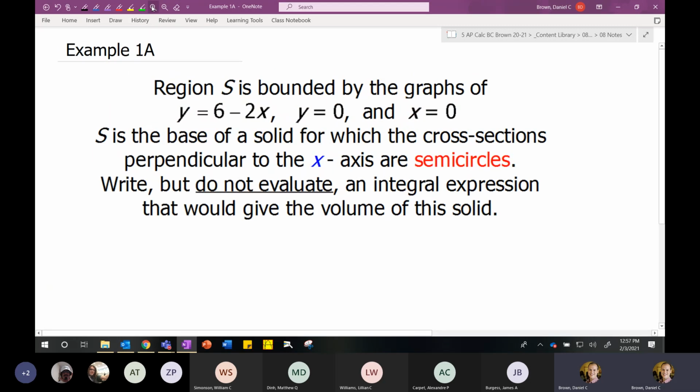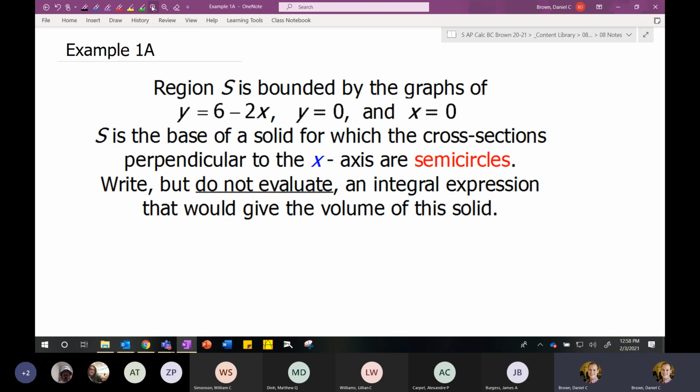Here's how these questions will normally be worded. And we'll do this one without a calculator. So it says region S is bounded by the graph of y is equal to 6 minus 2x, y is equal to 0, and x is equal to 0. And then the key information we're going to focus on, S is the base of a solid. So once you graph it and see that region, that's the foundation, that's the bottom of this three-dimensional figure.